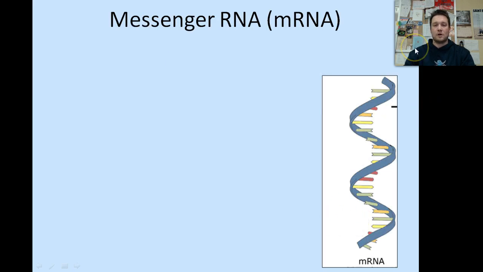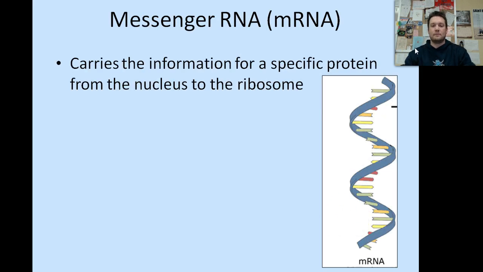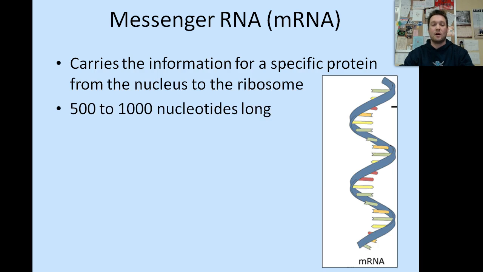Okay, messenger RNA in a little more detail. As I said before, this carries information for how to make a specific protein. So it's just the information for making one protein. It takes it from the DNA out to the ribosome where that protein can be made. All right, they are about 500 to 1,000 nucleotides long. So links in a chain, remember, nucleotides. So each mRNA is about 500 to 1,000 nucleotides long.